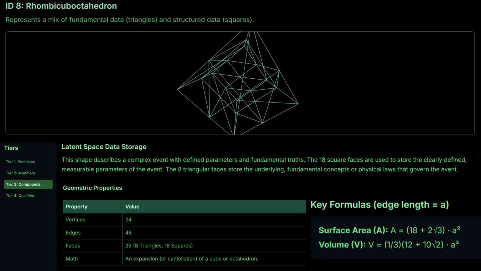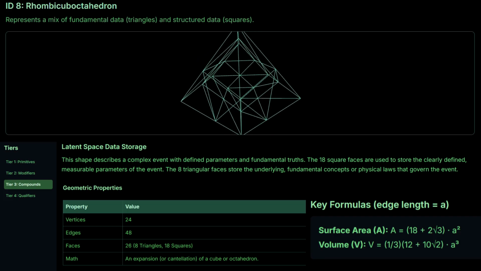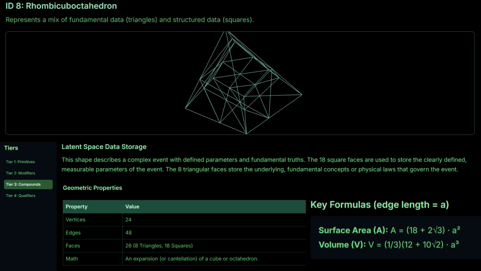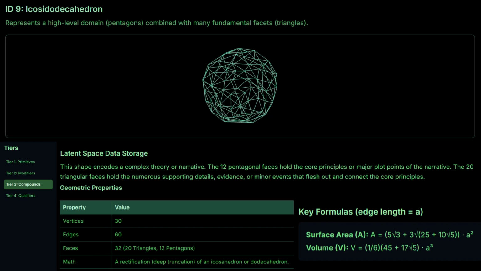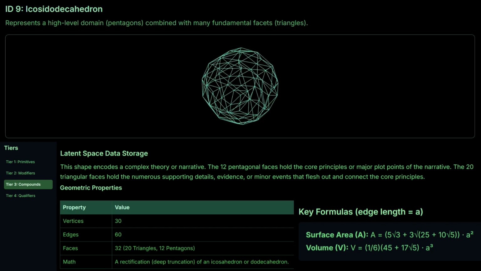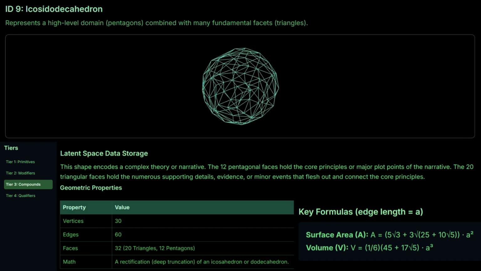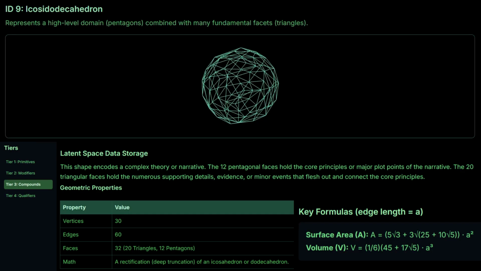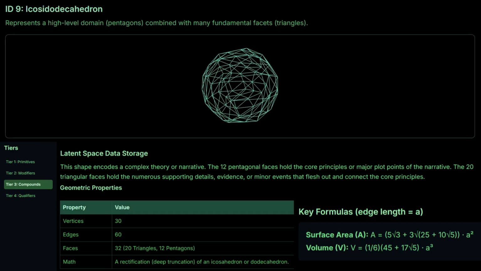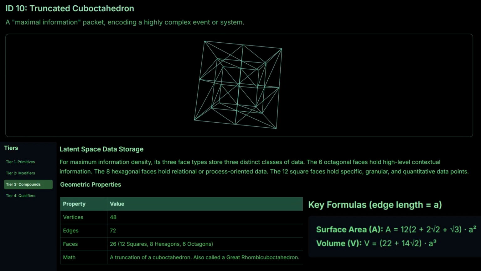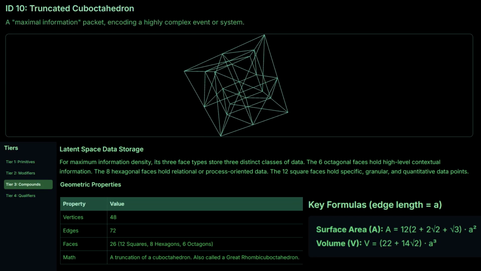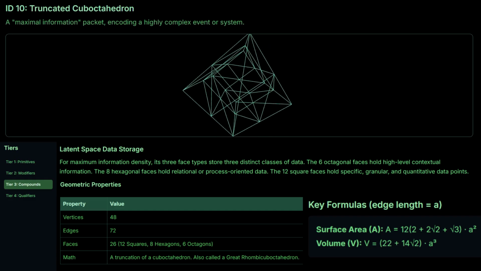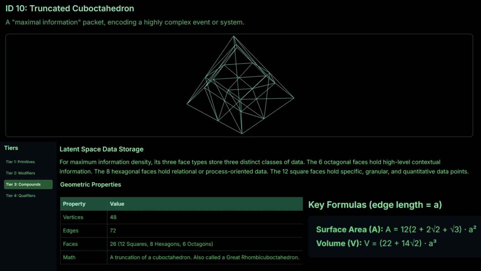ID 8 represents the rhombicuboctahedron, which can represent a mix of fundamental triangular and structured square data. ID 9 represents the icosahedron, which can be a high-level domain as pentagons with fundamental facets as triangles. ID 10 represents the truncated cuboctahedron, which can be a maximal information packet for complex event or system encoding.